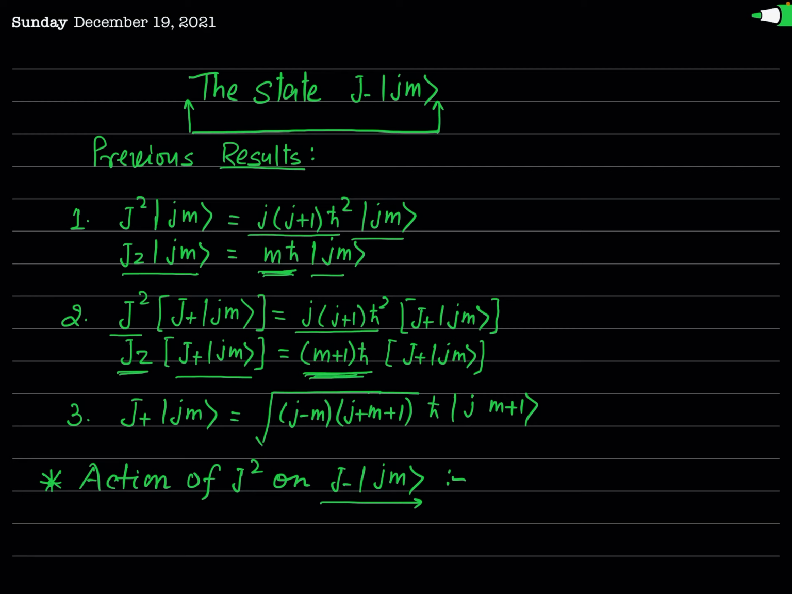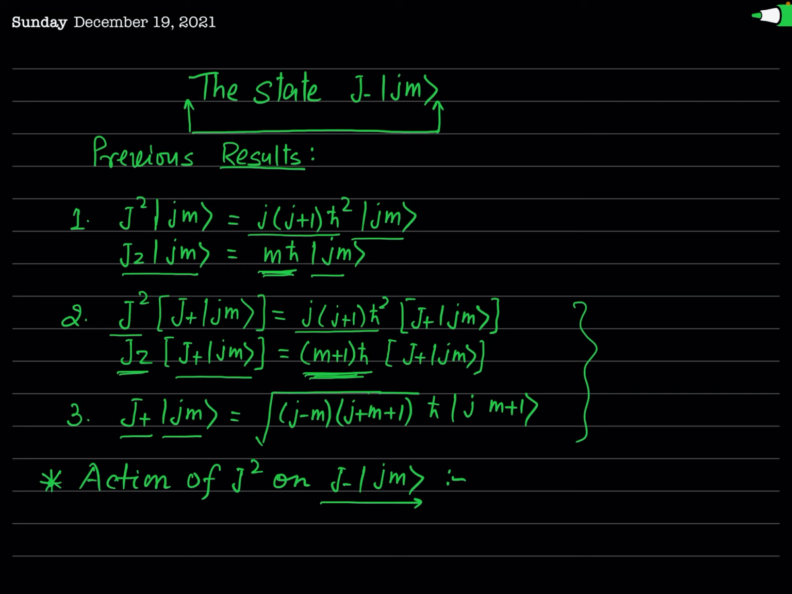And you have also seen a very important result that when this J₊ operator is operated on |j,m⟩, then we get this result: √((j−m)(j+m+1)) ħ |j,m+1⟩. So the last two results we have obtained in the just previous lecture.